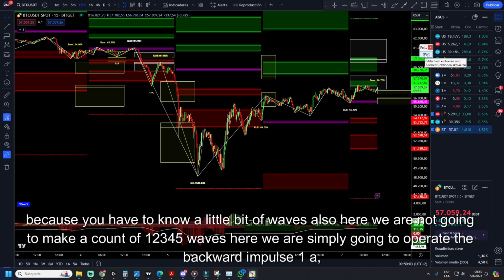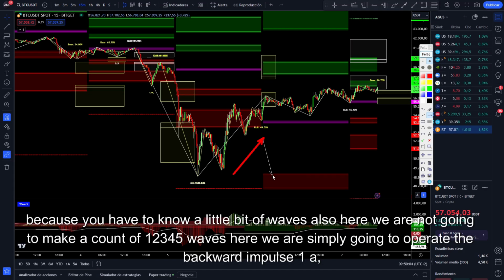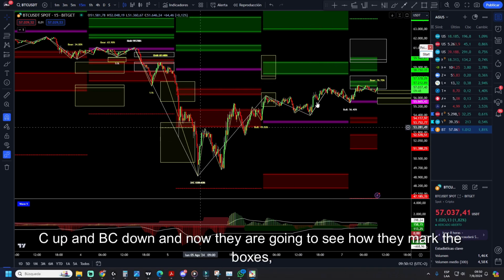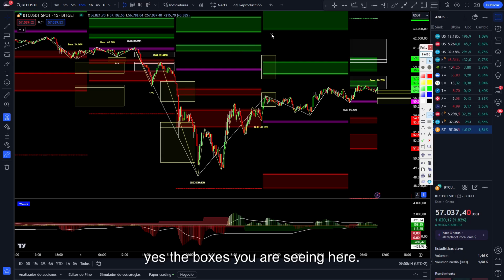We are not going to make a count of 1, 2, 3, 4, 5 waves here. We are simply going to operate the backward impulse 1, A, B, C up and B, C down. And now you are going to see how they mark the boxes, the boxes you are seeing here.